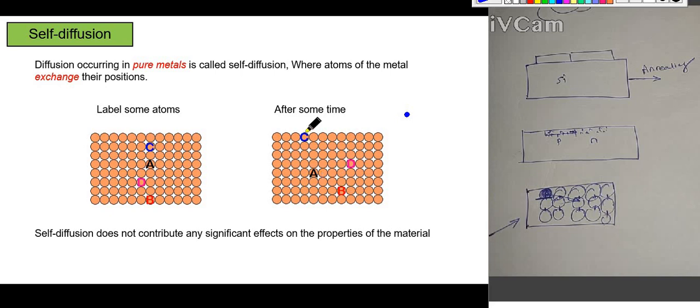Such type of diffusion is called self-diffusion, and self-diffusion does not contribute any significant effect on the properties of the material. The main reason is that the atoms are regularly arranged here and also here. There are no impurity atoms and no imperfections, the atoms just exchange their position. So there is no change in the characteristics of the material, and the property change by self-diffusion will be very small.